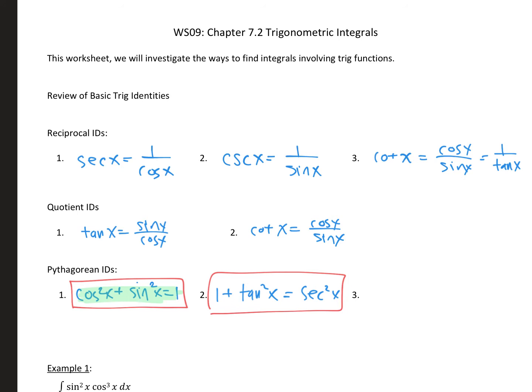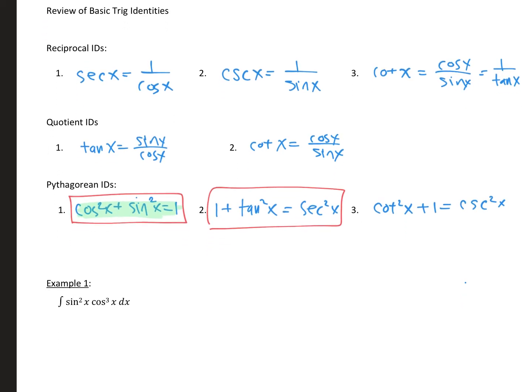And we can do the same thing. We can start from here and divide everything by sine squared. So cosine squared over sine squared is cotangent squared. So I can say cotangent squared x plus 1 is equal to cosecant squared x. Okay, so we'll keep that in mind.